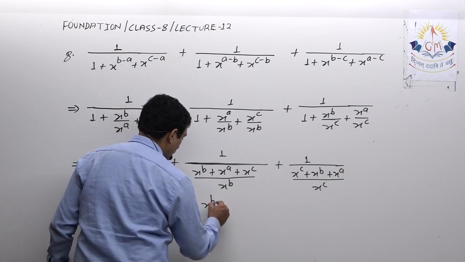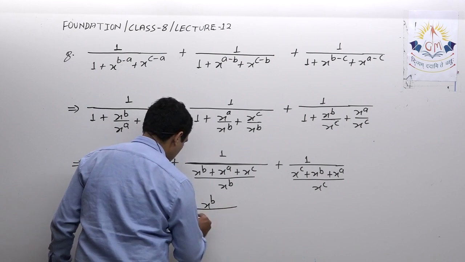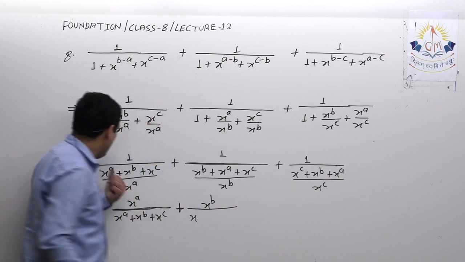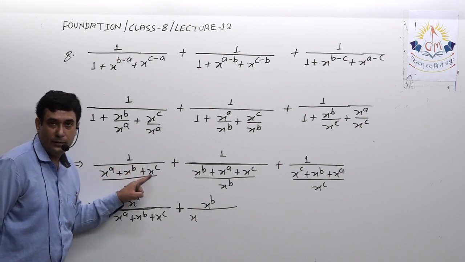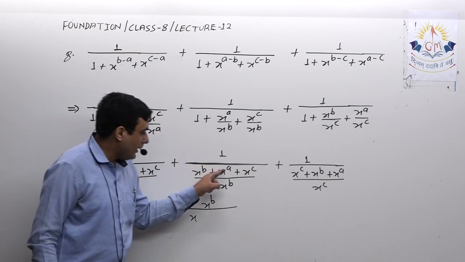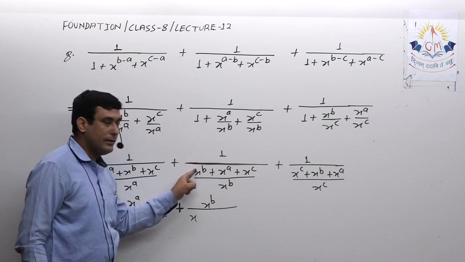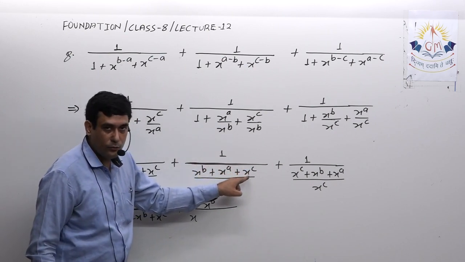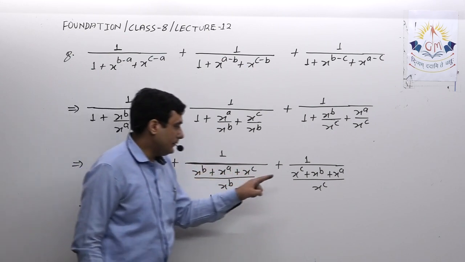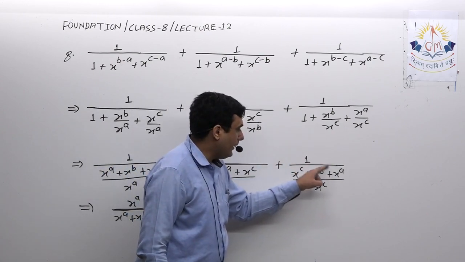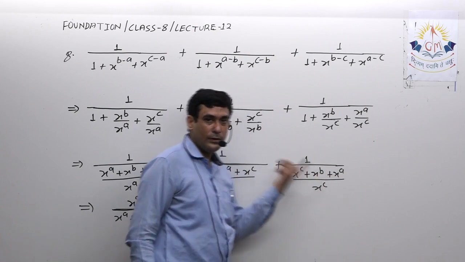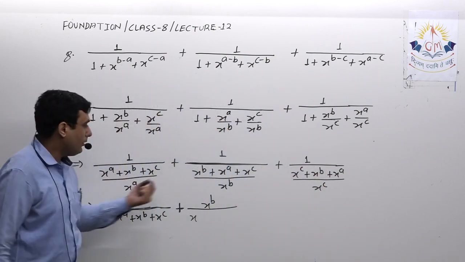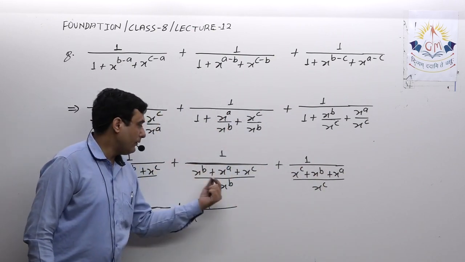So x raised to b upon x raised to c. Now here you can see we have x raised to a, then x raised to b, then x raised to c. Here again we have x raised to a as well as x raised to b as well as x raised to c, and all three are in addition. Similarly we have x raised to a, then x raised to b, then x raised to c. That means all three terms are there. Only thing is their order is not in alphabetic order.